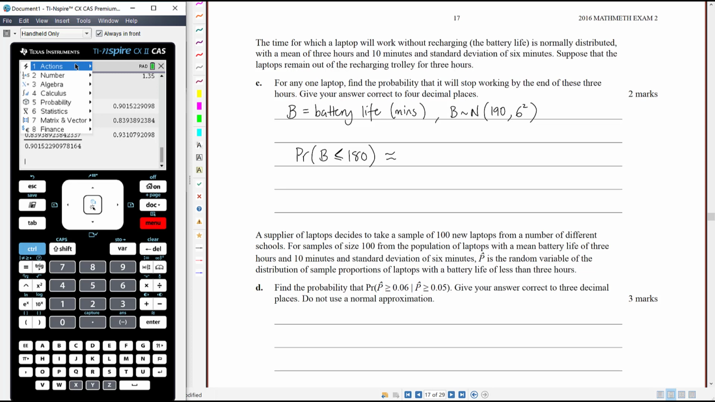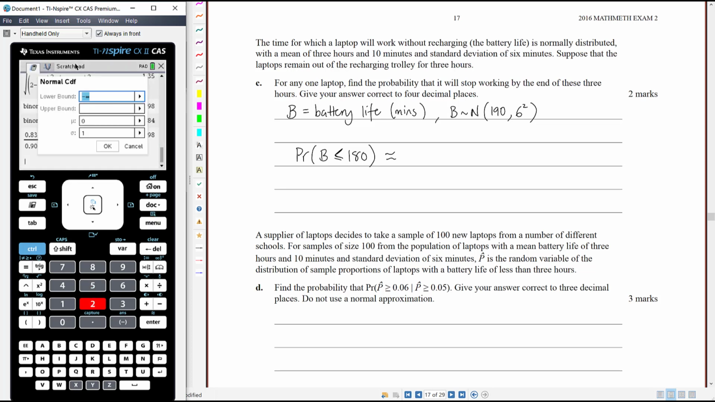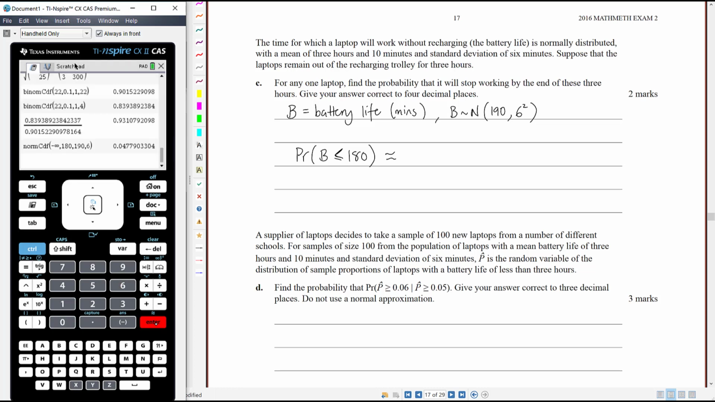Okay, so we want our normal probability this time, so menu 552 for normal CDF. Our lower bound is negative infinity, our upper bound is 180, that's the 3 hours. Our mean is 190, and our standard deviation is 6. And so, to 4 decimal places, 0.0478. It's a 0.0478 chance that a laptop will run out of battery by the end of 3 hours.